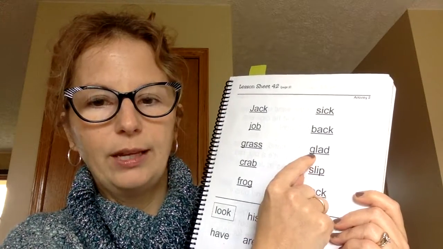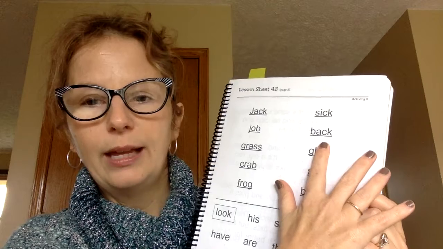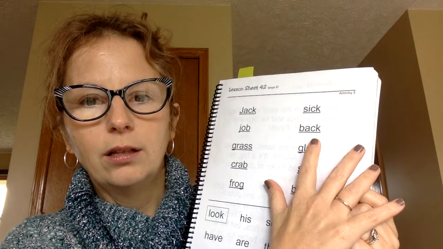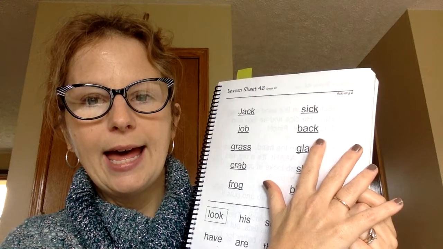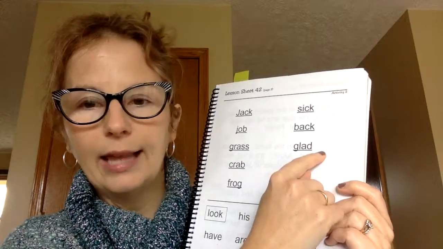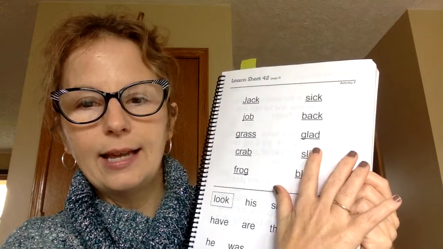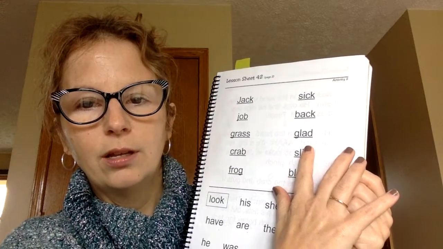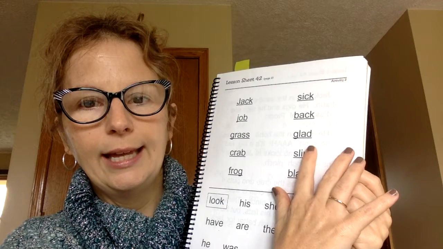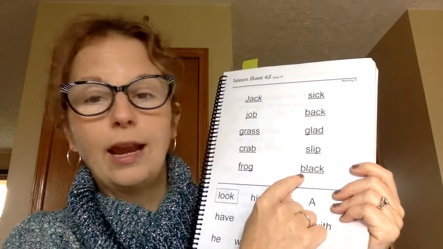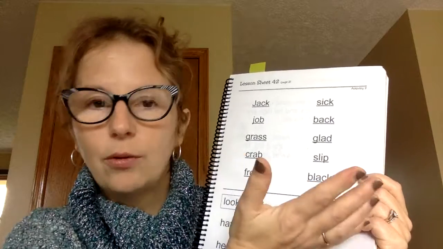Look at this one. We've got a consonant blend. Again, two consonant letters in the beginning. Let's blend those together, that G and the L. Ready? Glad. Word? Glad. Down here, another consonant blend. S and L. Blend those. Slip. What word? Slip.